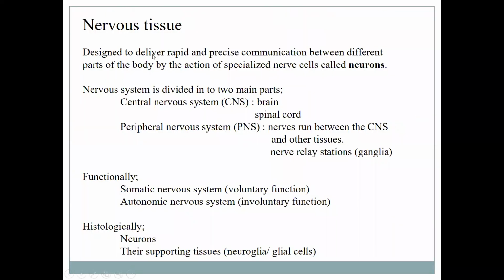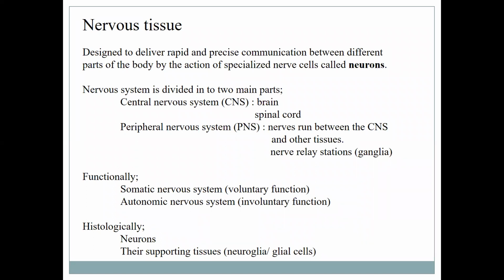Okay. The nervous tissue. It is a tissue just as other tissues, which is designed to deliver rapid and precise communication between different parts of the body by the action of specialized nerve cells called neurons. In the other tissue variants in the body, there are specific cells which comprise that particular tissue. Likewise, in the nervous tissue, the specialized cells are called neurons.